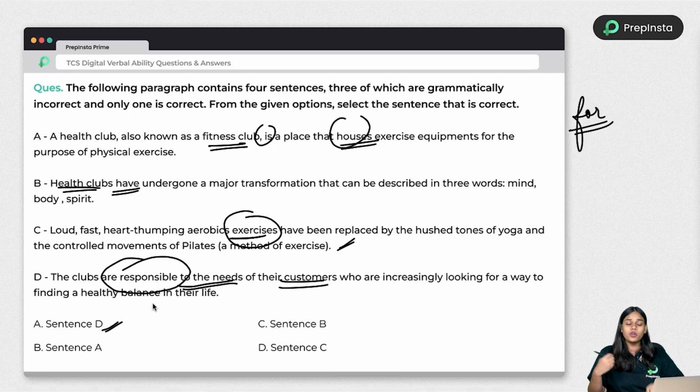So, responsible for the needs of the customers who are increasingly looking for a way to finding a healthy balance in their life. Alright, that's the error here, and sentence D becomes the correct answer, which is option A. Sentence D, but option A. Alright, that's the answer for you. I hope you've done it correctly. If not, again, you are one other person closer to getting placed in TCS Digital. Okay, let's move forward.